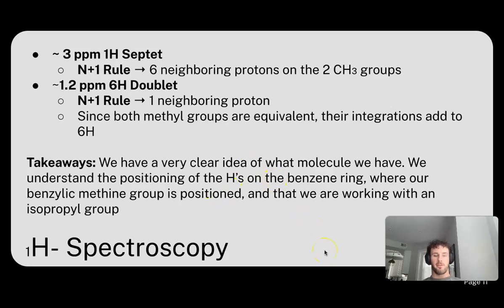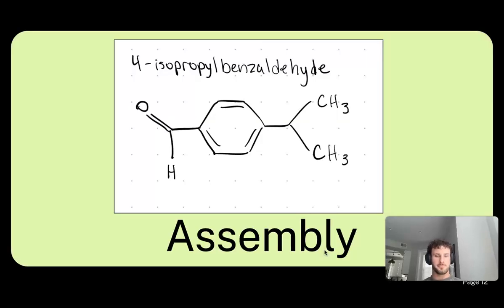So looking at this holistically, we have a very clear understanding of what molecule we may have. We understand the positioning of the hydrogens on the benzene ring. We understand where our benzylic methine group is positioned, and that we are working with an isopropyl group. So after assembling, this is what I came to for isopropyl benzaldehyde. On the left we have our aldehyde group attached in a para relation to our isopropyl group. So these functional groups are on opposite sides of the ring, and we have our benzene ring in the middle.